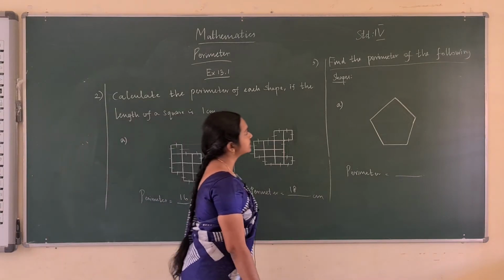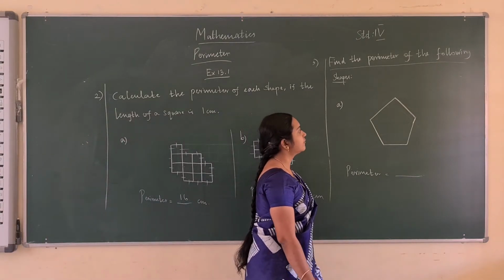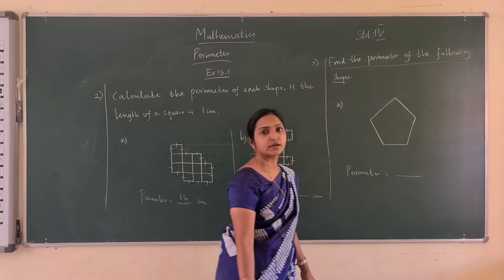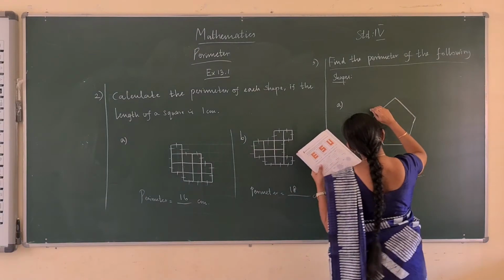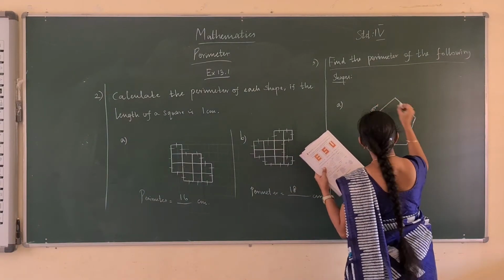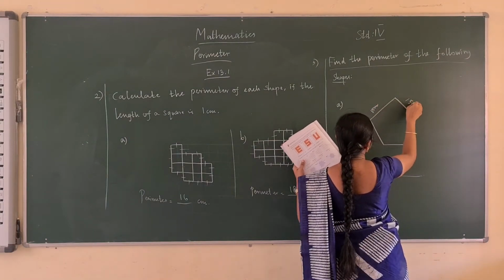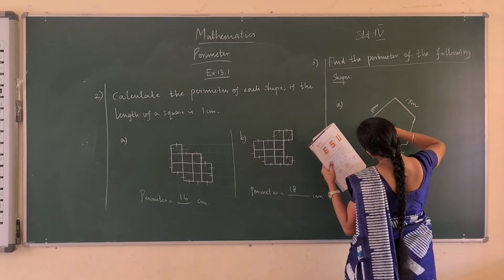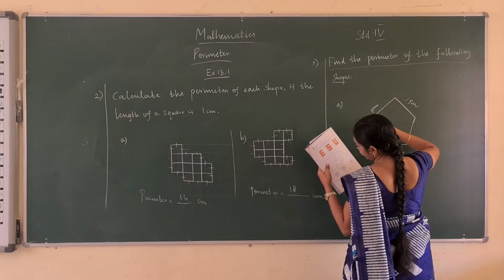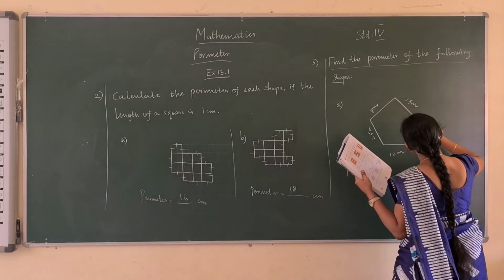The third question is to find the perimeter of the following shapes. On one side we have 15 meters. On this side we have 15 meters. Here 12 meters. Here it is 25 meters. Here also it is 25 meters.